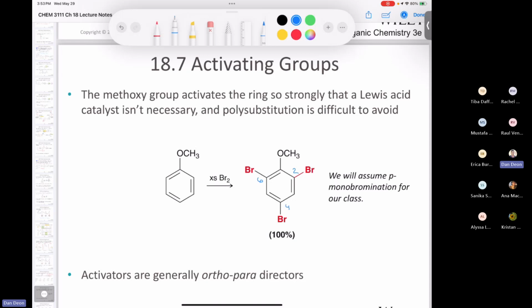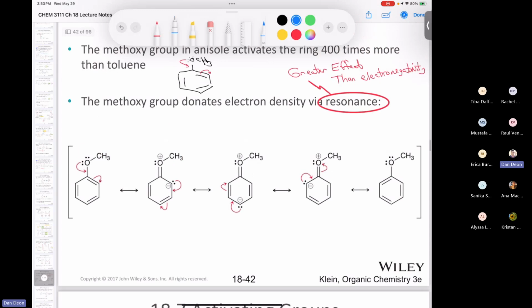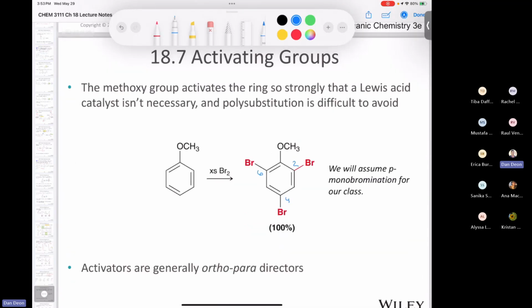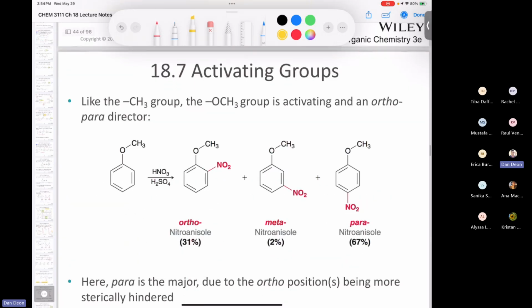And if you're wondering why it goes to those positions, it's because you have the negative charge at 2, 4, and 6, okay? So that's where the nucleophilic attack is going to occur from. These groups that donate electron density, like a methyl group, or any alkyl group, or a methoxy group like you see in anisole, we say that these are activators. And just like with toluene, activators generally donate to the ortho and para positions. They don't activate the meta positions.